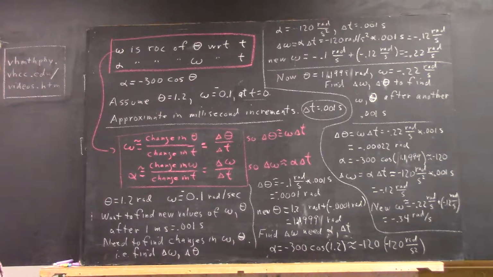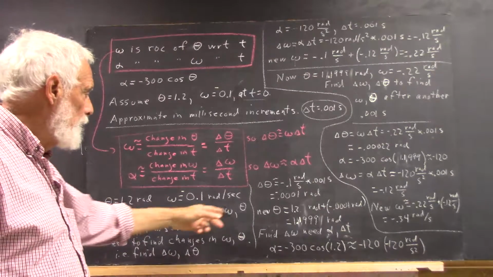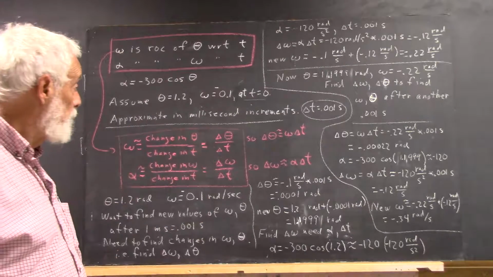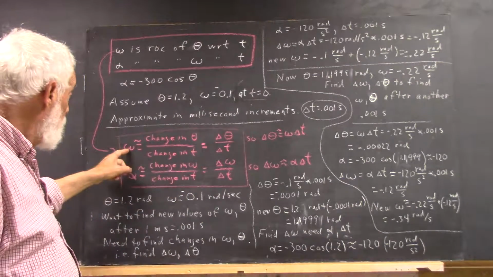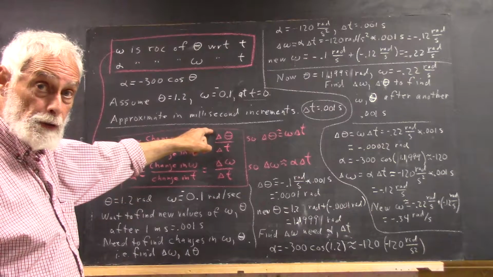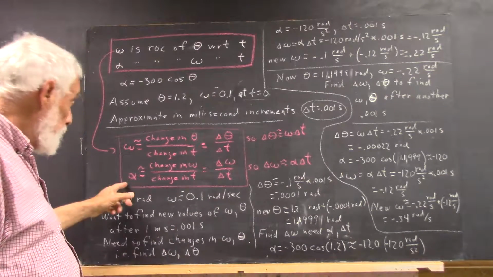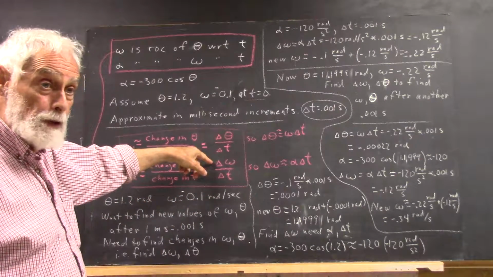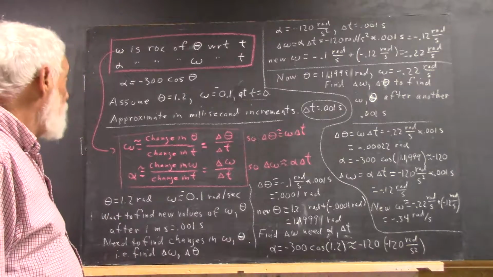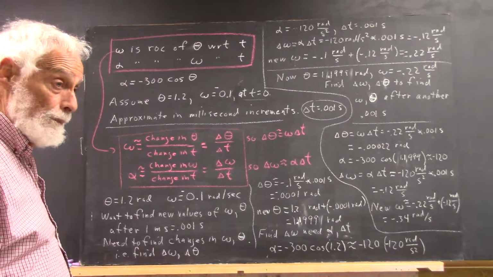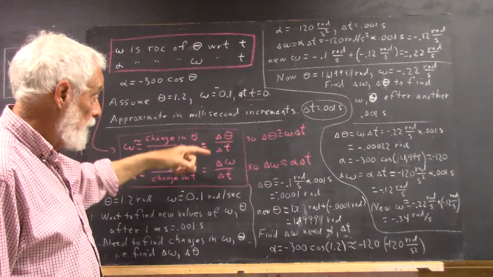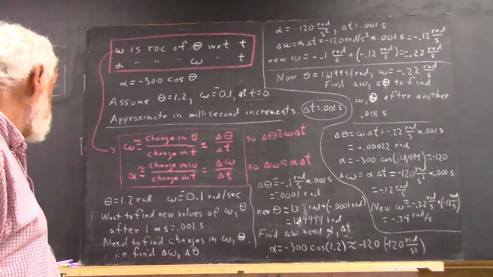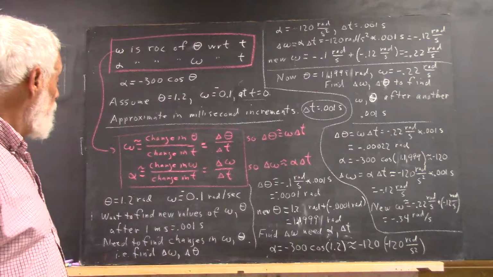So, to get the new values of theta and omega, well, omega tells us the rate at which theta is changing. So if we multiply omega by delta t, we're going to get our change in theta. And alpha tells us the rate at which omega is changing. So if I multiply alpha by delta t, I'm going to get my change in omega. So if I know omega and alpha, I can find the approximate change in theta and the approximate change in omega in a 1 millisecond time interval. Delta t will be the 1 millisecond.